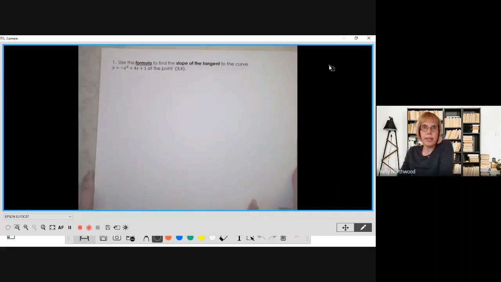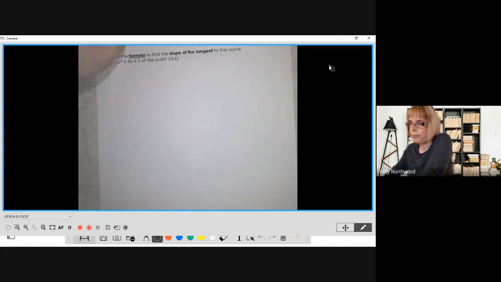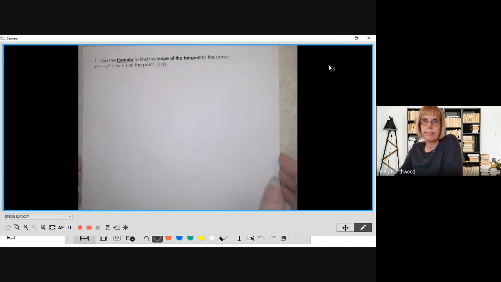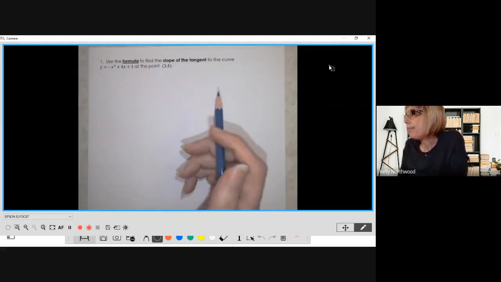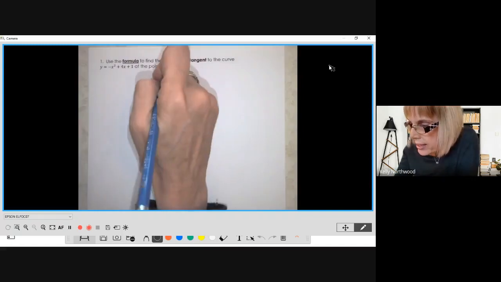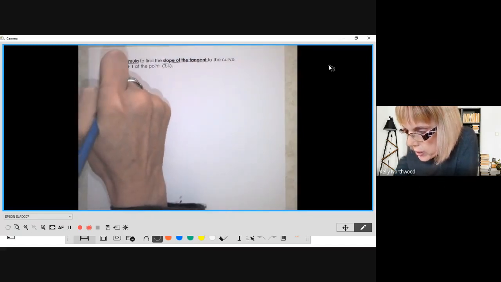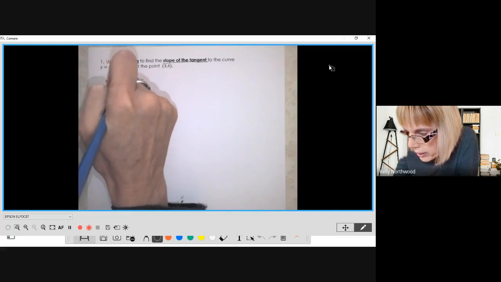All right, so use the formula to find the slope of the tangent to the curve, y equals negative x squared plus 4x plus 1 at the point 3, 4. So we've got our slope of the tangent formula. And since they write slope of the tangent here, I'm going to pick the first choice here and ease our way in.